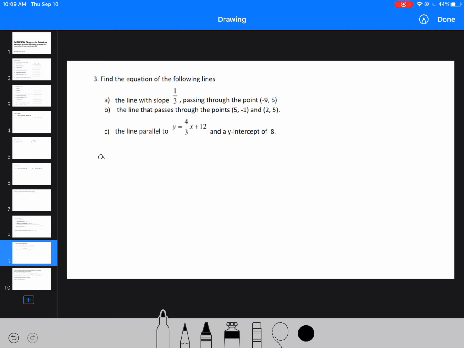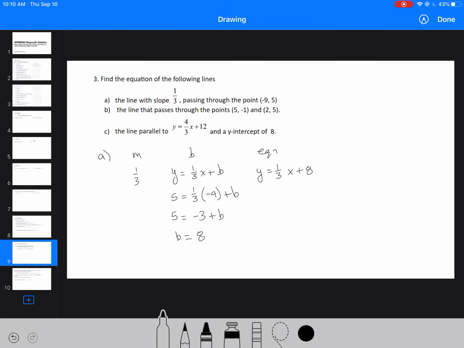Okay, now we're finding the equation of the lines. So first one is I've got my slope is 1/3. To find the b, I'm going to substitute in my point into the general form here. So I've got 5 equals 1/3 times minus 9 plus b. 5 equals minus 3 plus b. b is going to equal 8. So then my equation is going to be y equals 1/3 x plus 8.